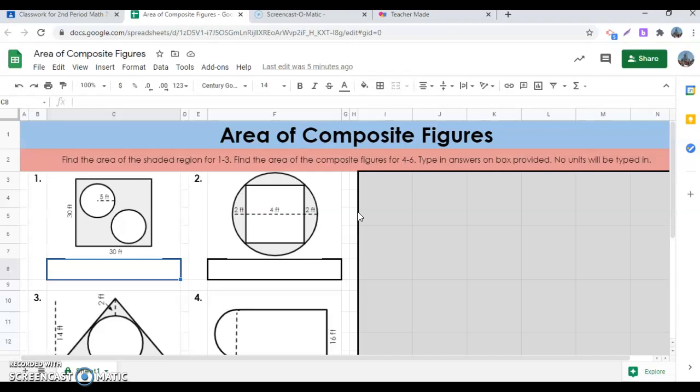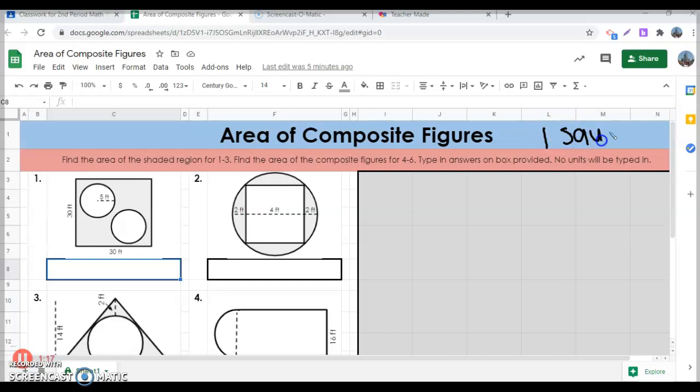Okay, so I'm going to go over number 1 first. And number 1, you want to list the way that I list them. So I talk about how we have to decompose the figure. So I list the figures that I see. So I see 1 square and I see 2 circles.